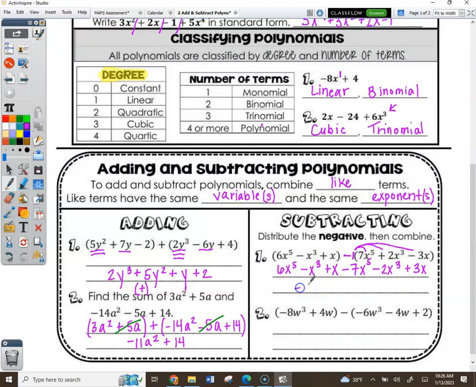Did you get negative x to the 5th minus 3x cubed plus 4x? If you didn't get that, let me know. All right, y'all try the next one.